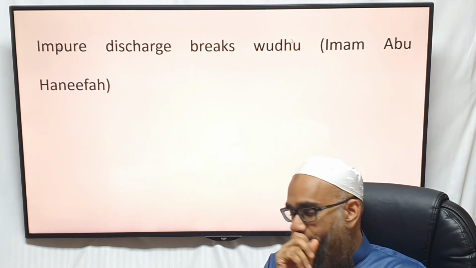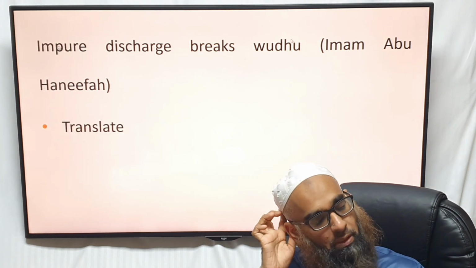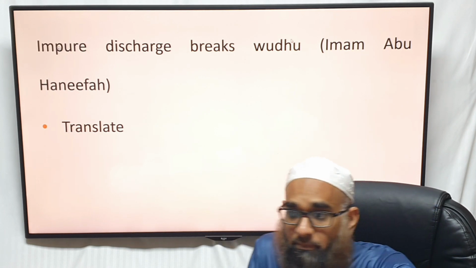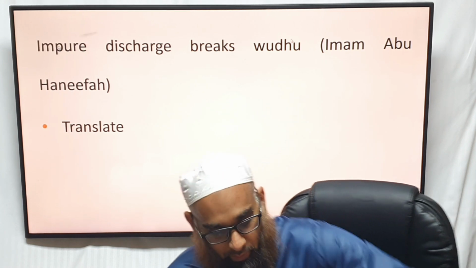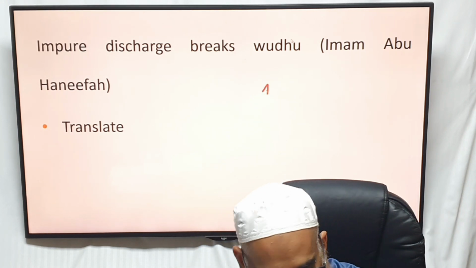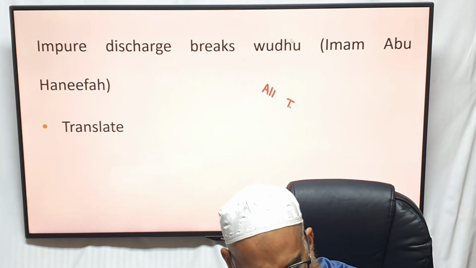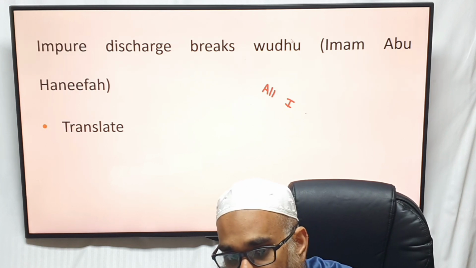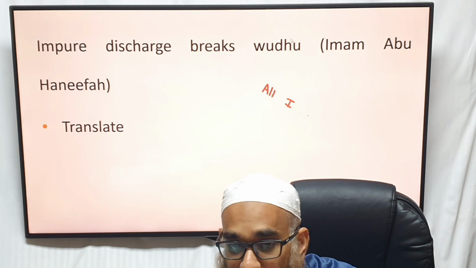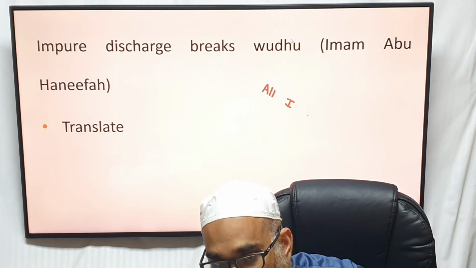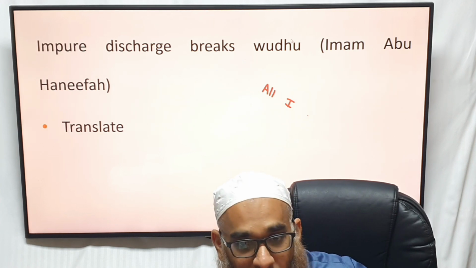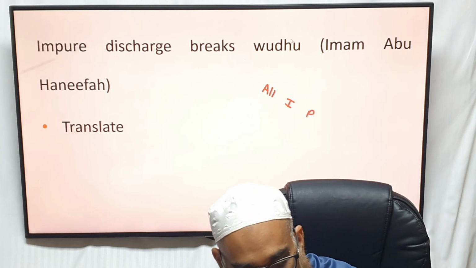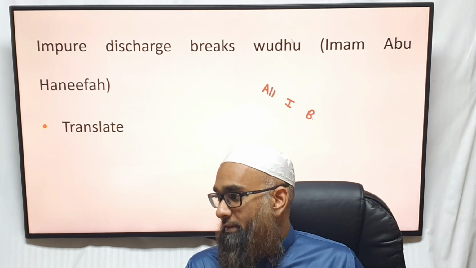So let's take the premise. How do you translate this into a universal proposition? So you say all. You write here all impure discharge. If you're short, all ID. What does D mean? Discharge. I say all impure discharge, and I write here B, breakers of wudu. Yes? That's how you translate.